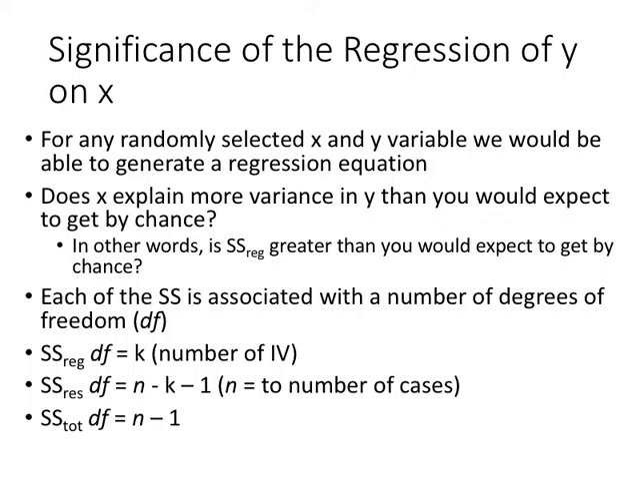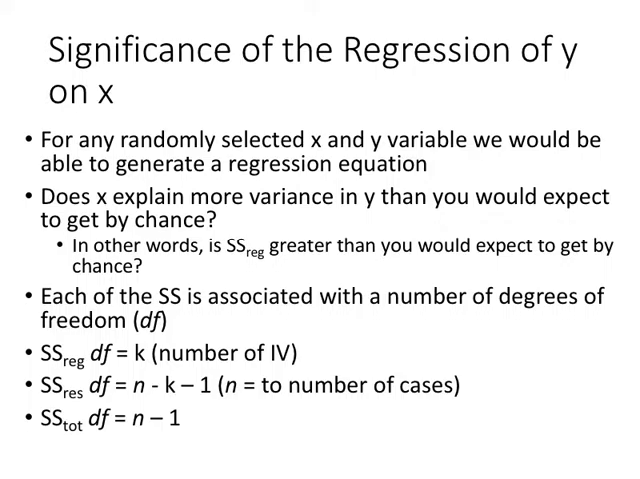In other words, does x explain more variance in y than we'd expect to get by chance? Because if we just generated random data, again, we'd be able to get some equation, but it's all noise. It's all chance. There's no signal to be found there. So what we need to know with the data we're working with is whether there is some signal in the relationship between x and y.